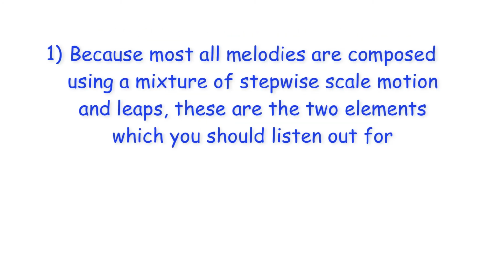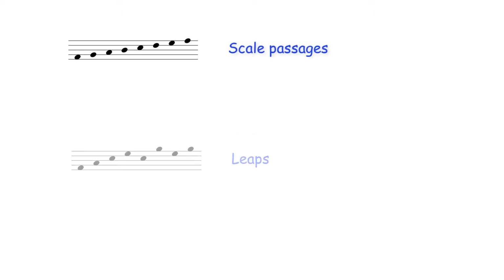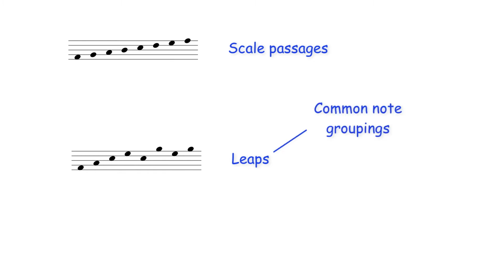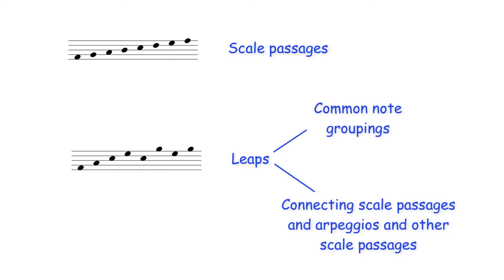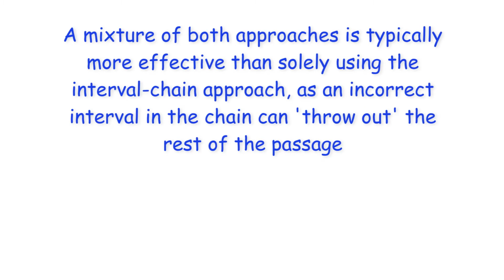Because most all melodies are composed using a mixture of stepwise scale motion and leaps, these are the two elements which you should listen out for. Rather than simply using an interval chain approach where you try to hear the melody as a series of intervals from beginning to end, try to hear the entire excerpt as a series of scale passages and leaps forming common note groupings such as arpeggios, and leaps which connect scale passages and arpeggios. A mixture of both approaches is typically more effective than solely using the interval chain approach, as an incorrect interval in the chain can throw out the rest of the passage.